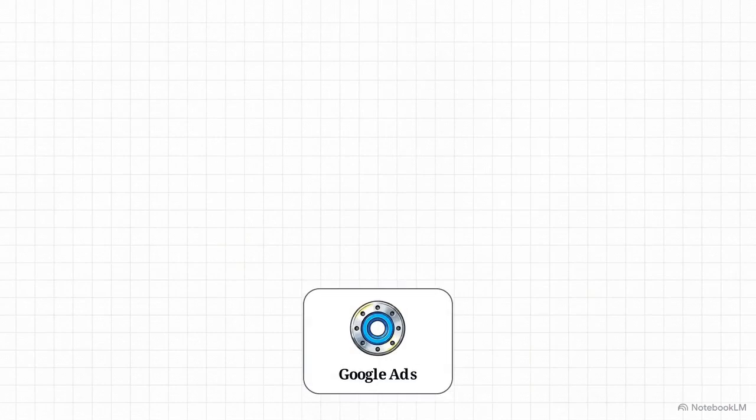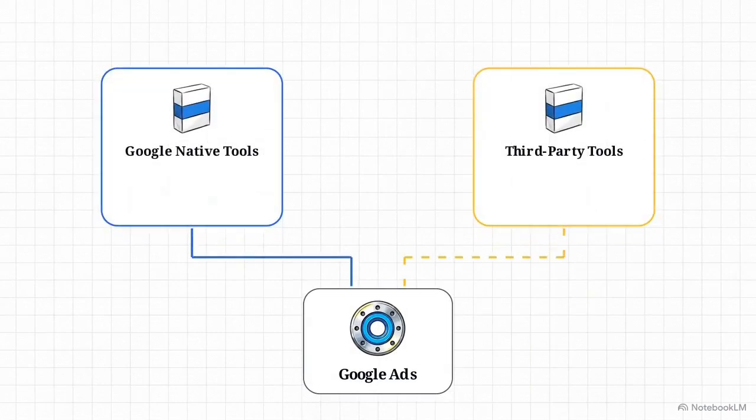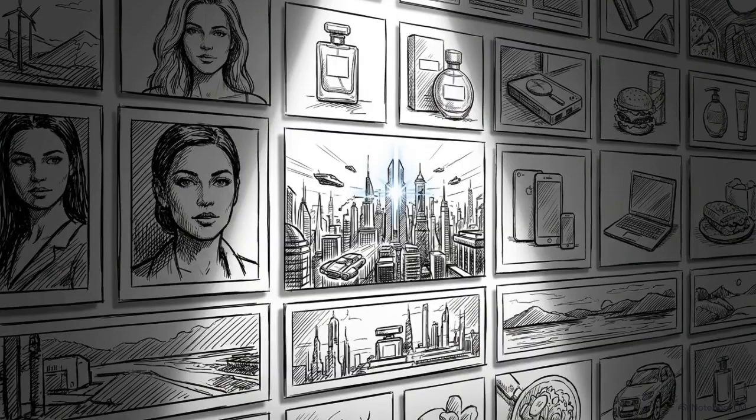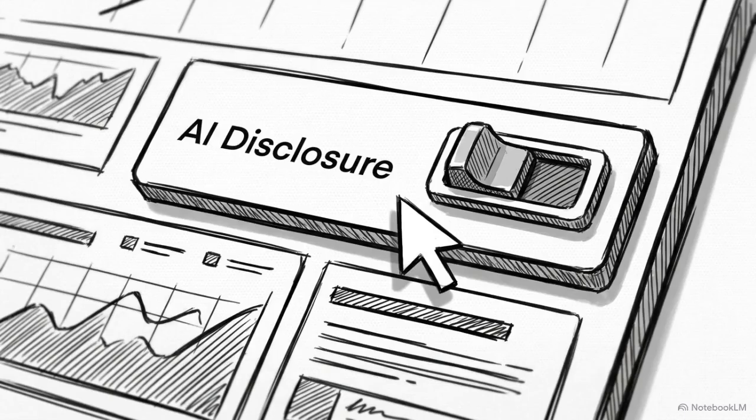The system operates on a dual mechanism model. If you use Google's native tools, the disclosure happens automatically. But if you use outside tools, Google relies completely on you to self-report the AI generation. We are going to look at exactly when a label is required and how to manually apply the AI disclosure toggle inside your dashboard.